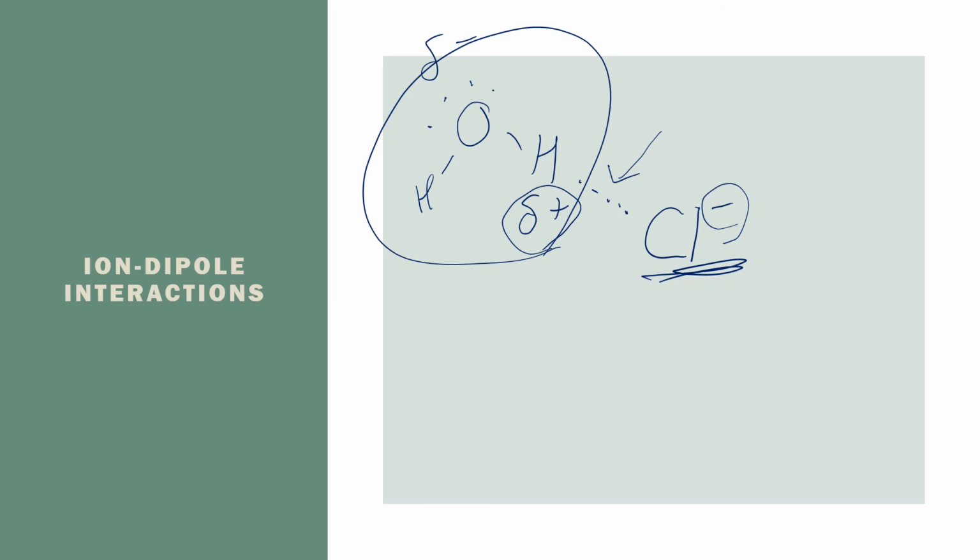The negative side could interact with a positively charged ion, and that's why ionic compounds can dissolve typically in water, because water is a permanent dipole. It can form ion-dipole interactions with the ions in an ionic compound.